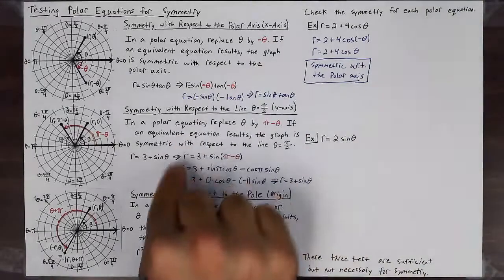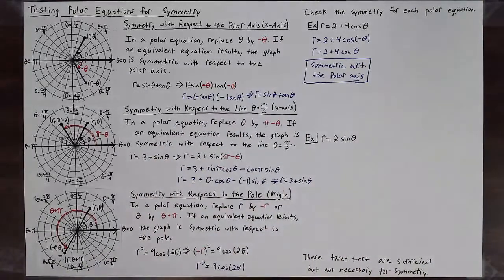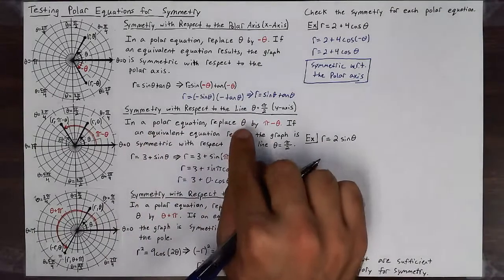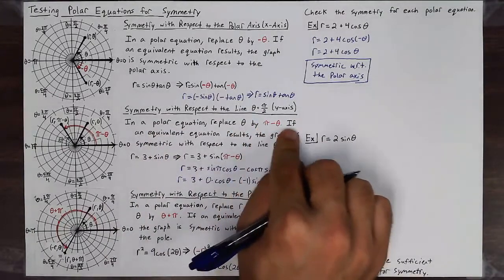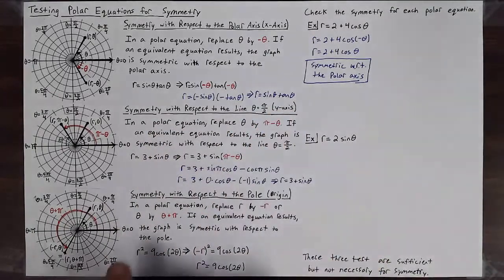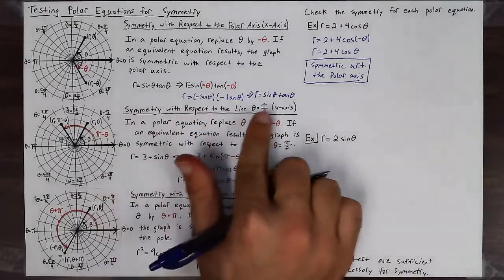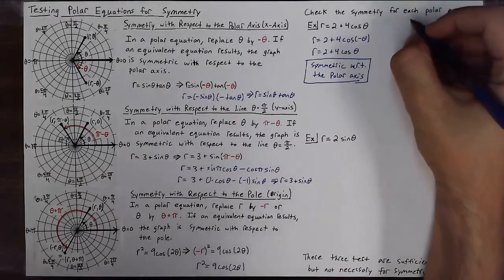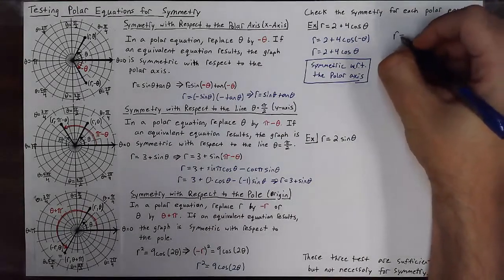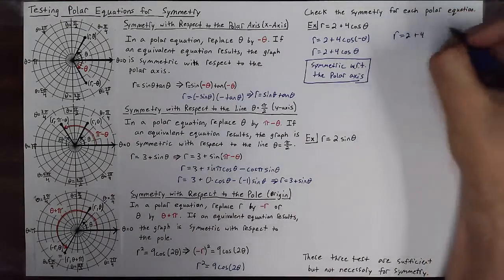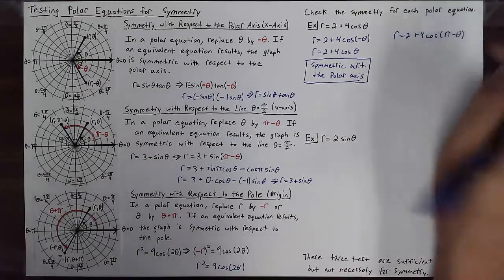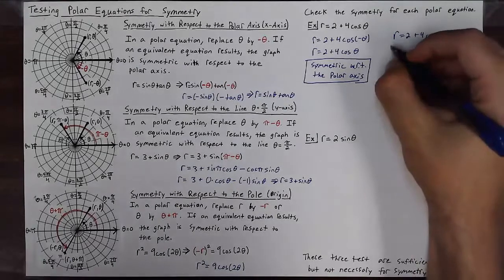Now let's test out the other ones to see if it has multiple symmetries. Now, in a polar equation, if you replace theta with pi minus theta and you get the same equation, then it would be symmetric with respect to the line theta equals pi over 2. So I'll replace theta with pi minus theta, and I'll use the difference formula for cosine.